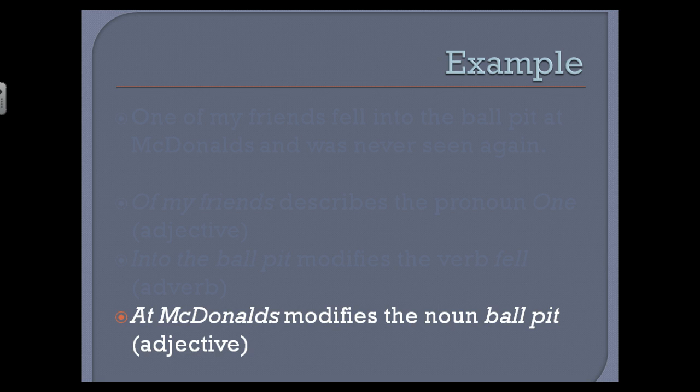So at McDonald's is not describing where my friends fell. It's describing that the ball pit is at McDonald's. And we'll consider that an adjective. If into the ball pit wasn't there, one of my friends fell at McDonald's, then it would be considered an adverb. But because it's describing the word pit right in front of it, and pit is a noun, that makes that whole phrase an adjective.